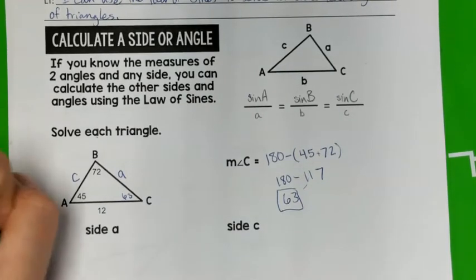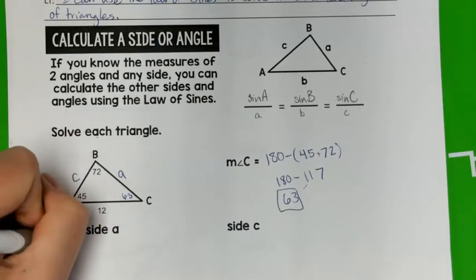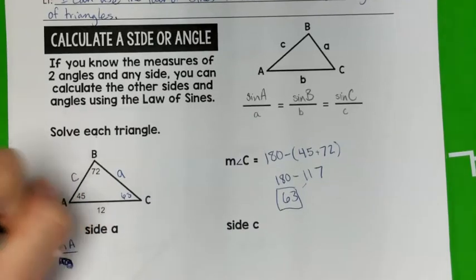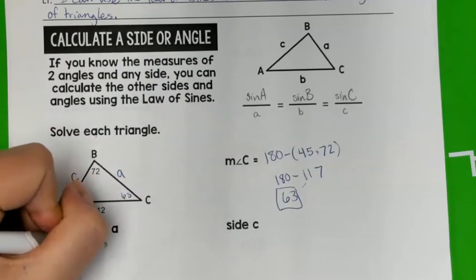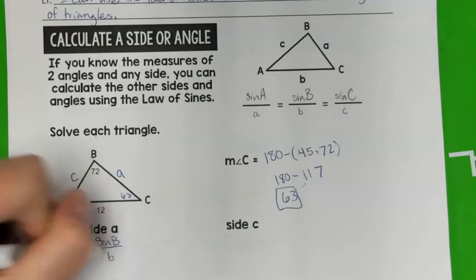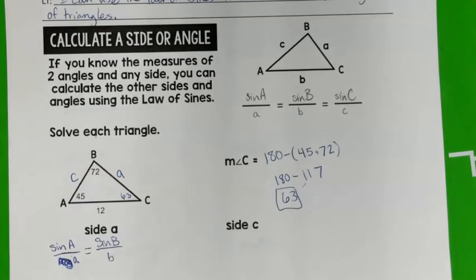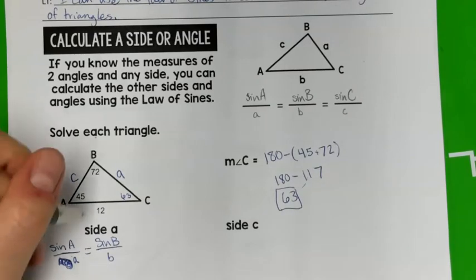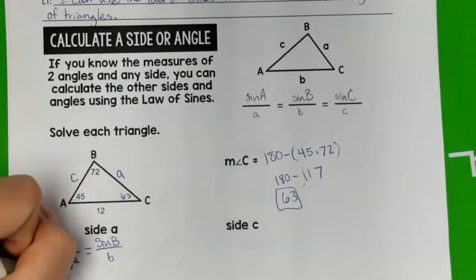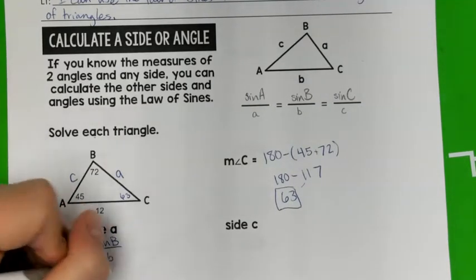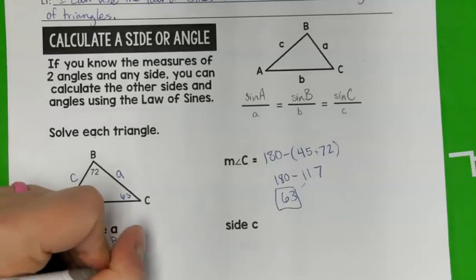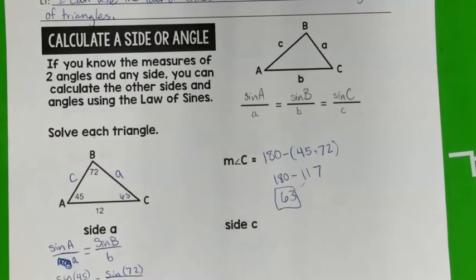I'm going to write this out. We only have to use side A. So it's sine A over A, and then that's going to equal sine B over B. And we have three of these things. We are missing this. So sine of 45 over A, which we don't have, and then sine of 72, which is angle B, over 12. And then we need to cross multiply.